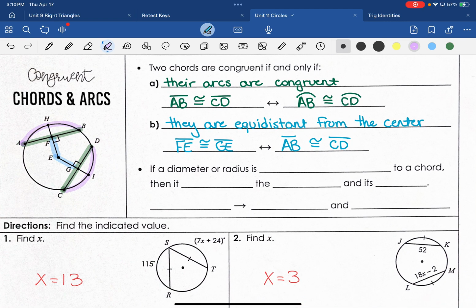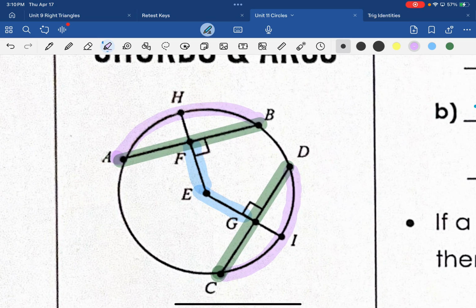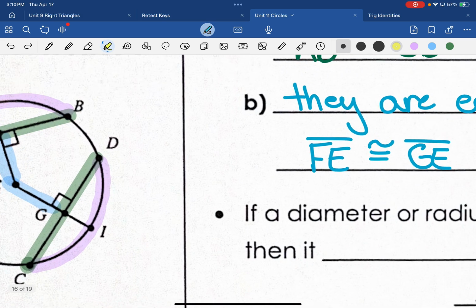Okay, so now let's go to the second part. It says if the diameter or the radius is blank. So let's look at right here. HE, that right there, what is that? Diameter or radius? That's a radius. And what is the relationship between that and BA? They're perpendicular. How do we know they're perpendicular? Because we got a 90-degree angle.